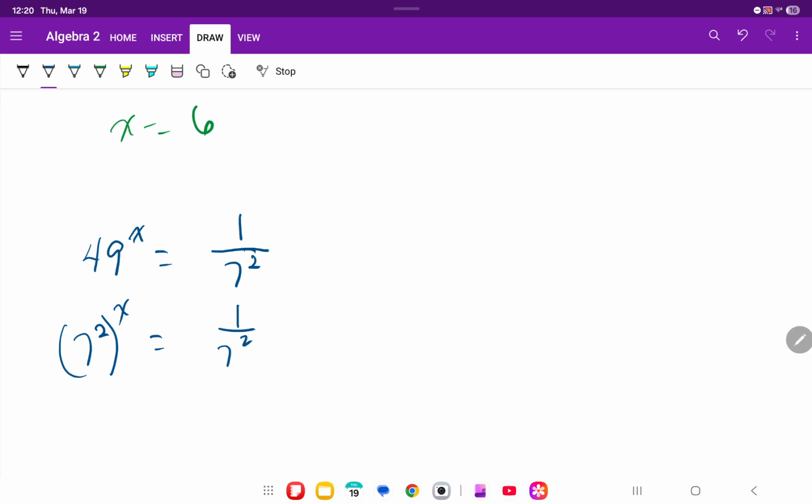The problem is that we have a 7 here and we have a 7 here, but one can be written as 7 over 1 squared, and the other one is 1 over 7 squared. If we could just get that 7 squared to go up above, that would be great. Well, this is what is called the property of negative exponents.